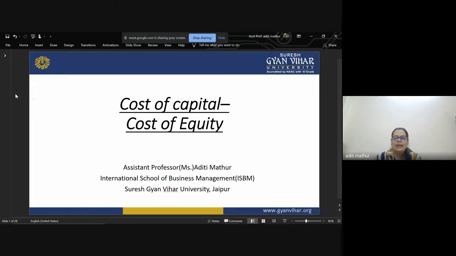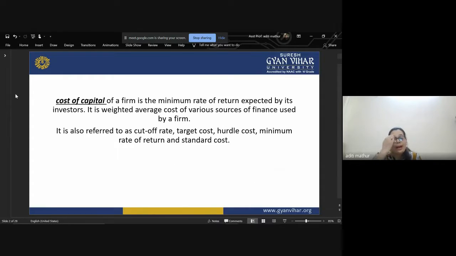And in today's video lecture, we'll be learning how to calculate cost of equity. Before we begin, let us have a quick recap on what we mean by cost of capital. Cost of capital of a firm is the minimum rate of return expected by its investors. It is the weighted average cost of various sources used by a firm. And today we'll be learning how to calculate cost of equity.